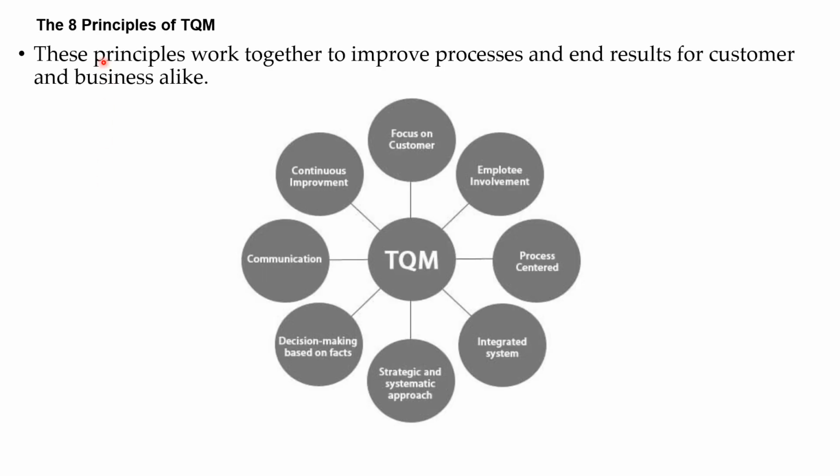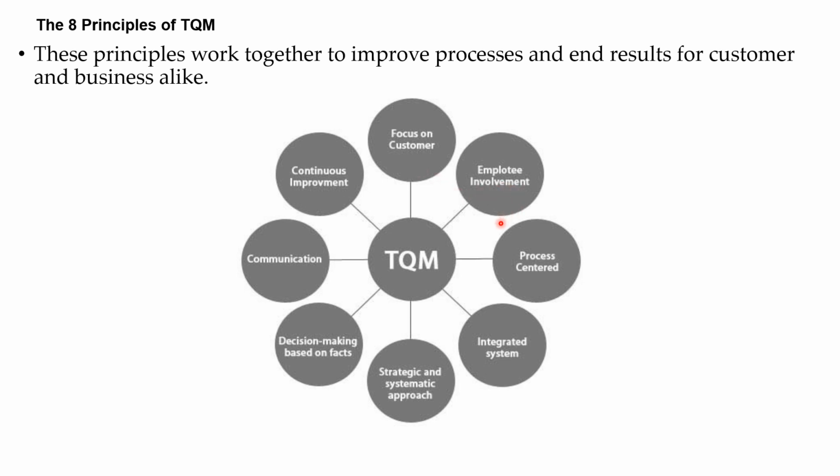So these are all the 8 principles of TQM. So we can see one by one. First is focus on customer. So first we can take the customer requirements. So the customer requirements keep on changing on a daily basis. So we can do the forecasting and we can analyze the customer requirements. As per the customer requirements we can make the products.